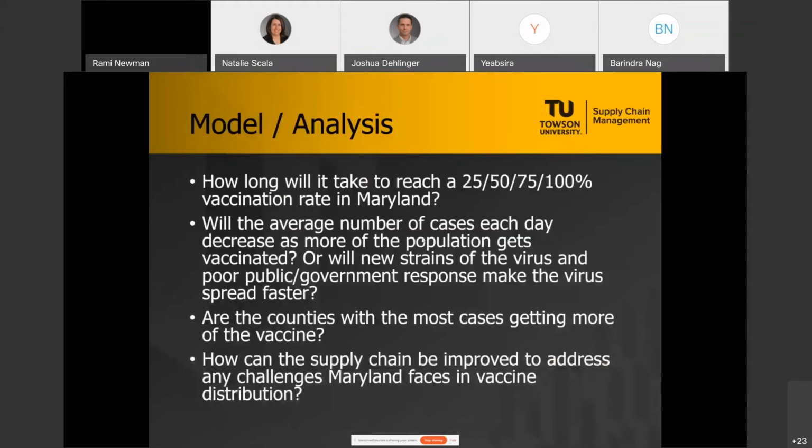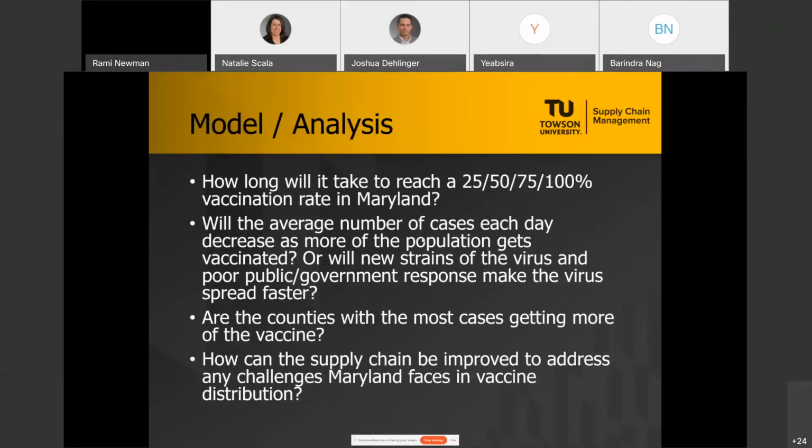So getting into my analysis, I came up with a couple of questions that I wanted to answer by the time I was done collecting all this data and going through it. Those are: how long will it take Maryland to reach 25, 50, 75, and 100% vaccination rates? Will the average number of cases each day decrease as the population gets vaccinated? Or will new strains of the virus and poor public and government response make it spread faster?